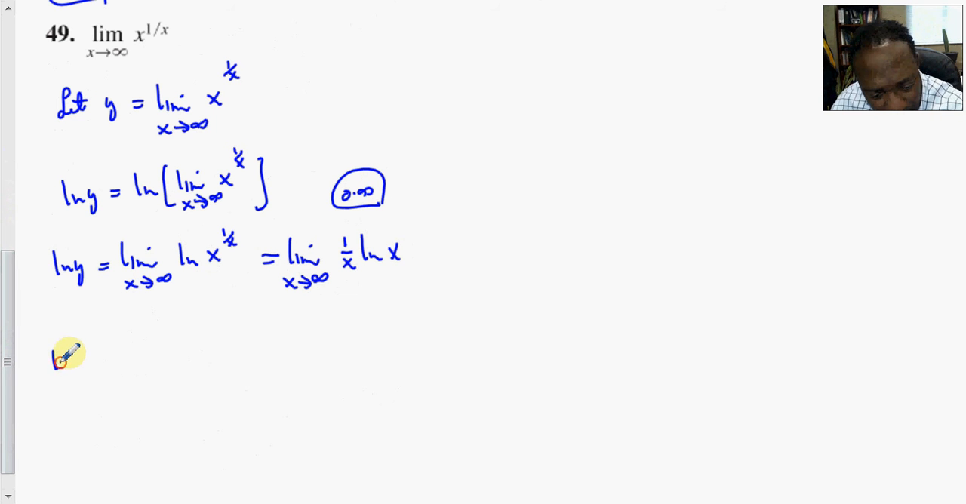So here, this is the limit as x goes to infinity of the natural log of x all over x. Let's check. Is that in the form of L'Hopital? Does it meet the description? You got to have indeterminate form. So this is natural log of x divided by x. As x goes to infinity, you get infinity divided by infinity.